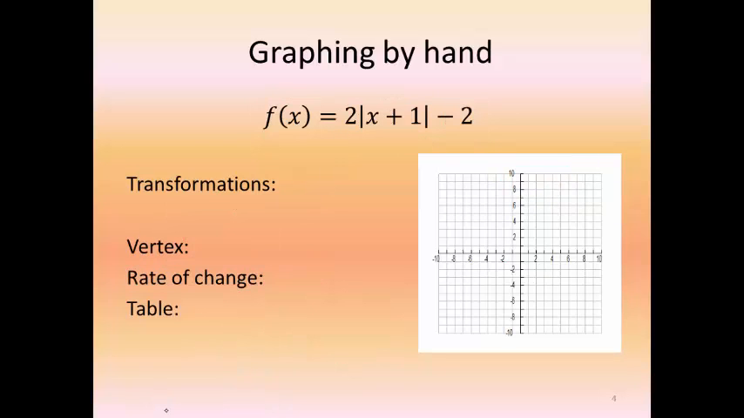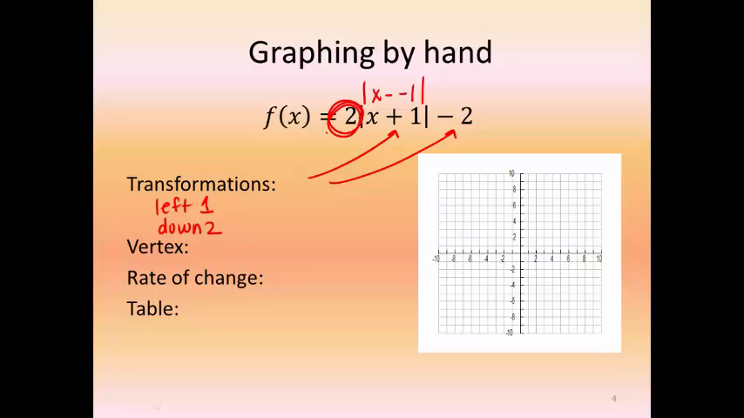Let's try another example. All right, starting by listing our transformations, I can see here that I have a plus 1, which means that it was x minus a negative 1, which tells us that this went to the left 1. It didn't go left negative 1. The negative tells us that it went to the left. And this tells us that it went down 2.